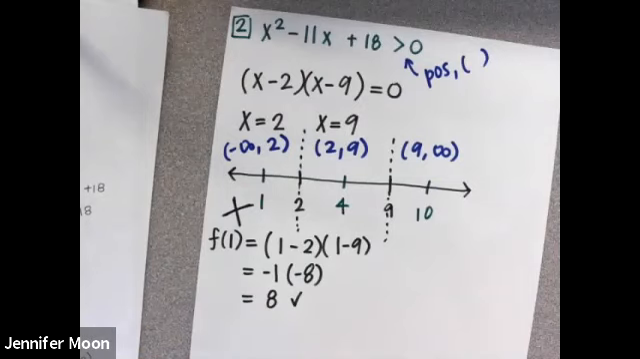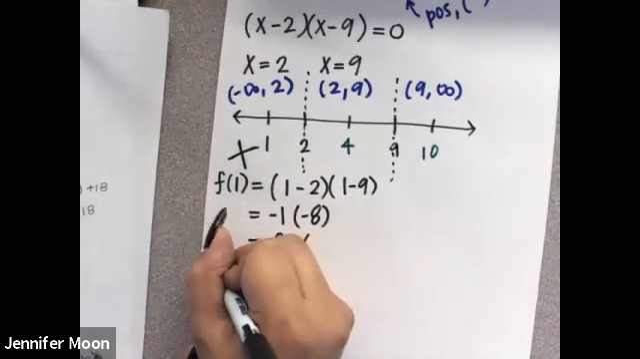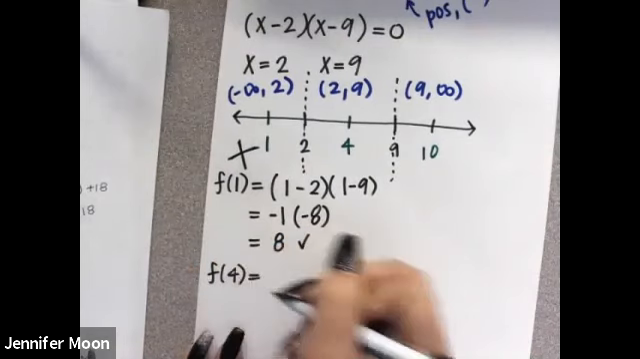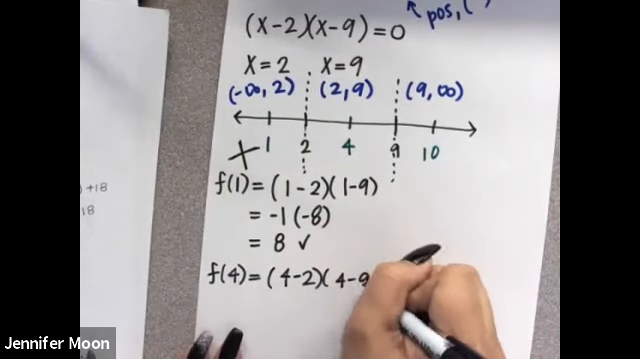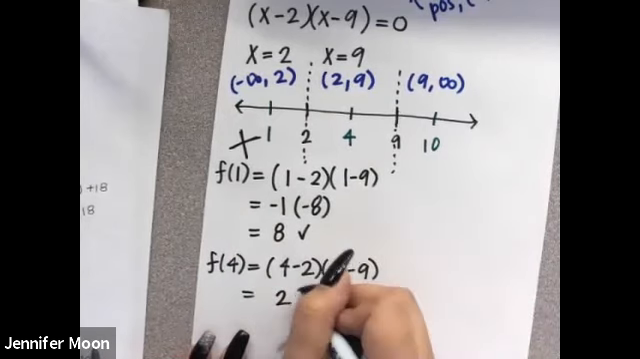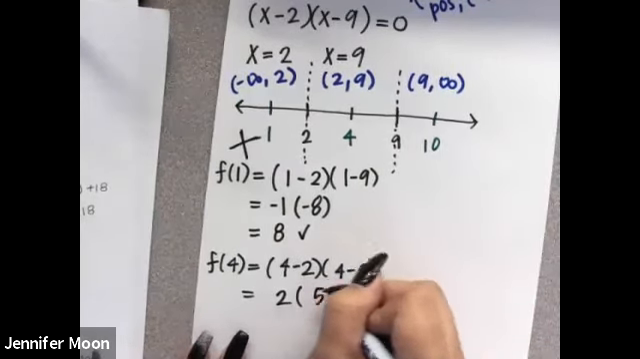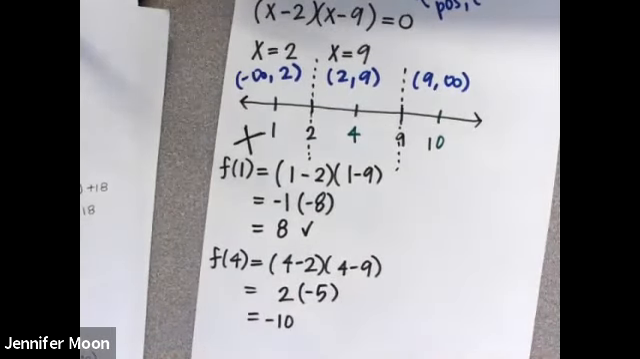Technically, if you can see that pattern, you should already know which intervals are going to be in your solution set. But I'm going to go and do the next one. I would evaluate at the next test point, which would be F of 4, which would be 4 minus 2 times 4 minus 9. Signs are different, so you subtract, keep the sign of the larger. 2 times 5 is 10. Signs are different, so it's a negative 10.